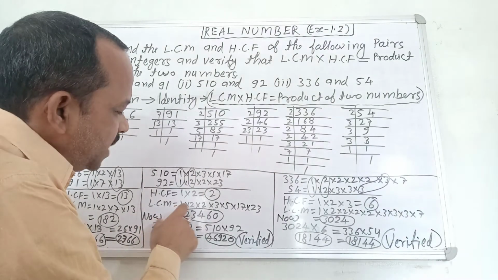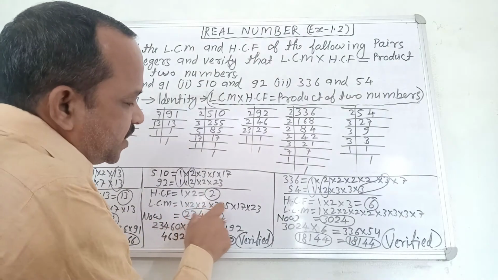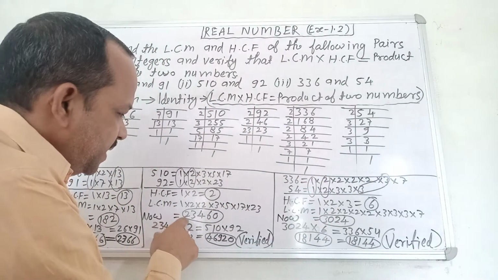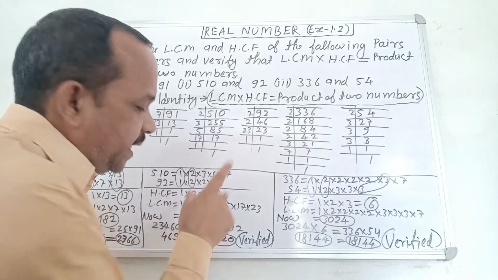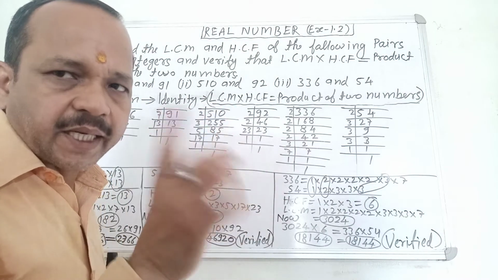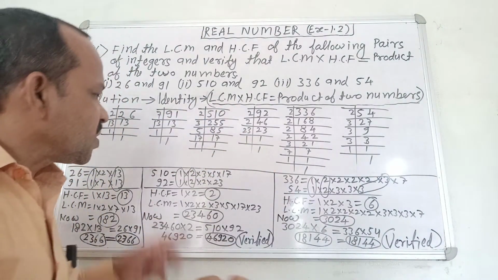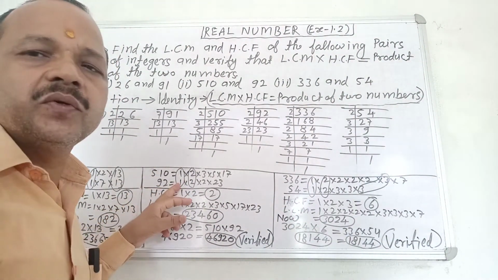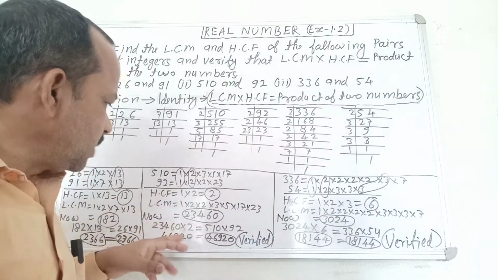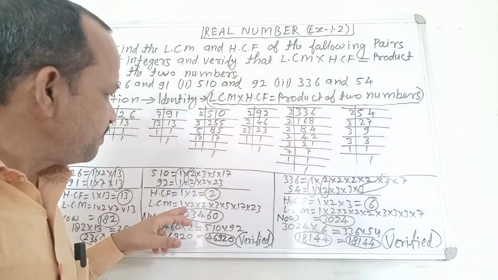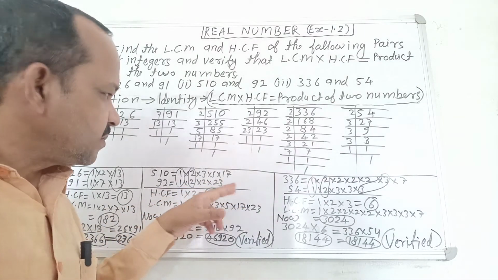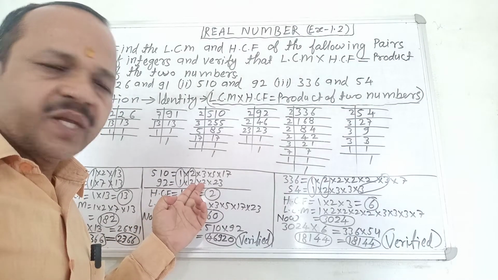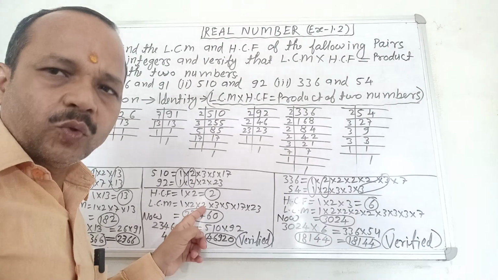LCM equal to 1 multiply 2 multiply 2 multiply 3 multiply 5 multiply 17 multiply 23. It becomes 23,460. Clear? Here 1 is maximum one time in both lines. So you write 1 multiply, maximum 2 appears in the second line 2 times. You write 2 multiply 2.